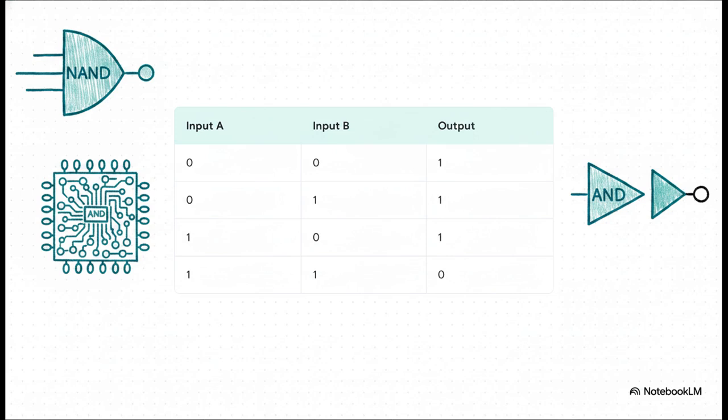Which brings us to some slightly more complex combinations, starting with the NAND gate. NAND literally just means not AND. It takes the result of a regular AND gate and simply inverts it. But here is the wild part.